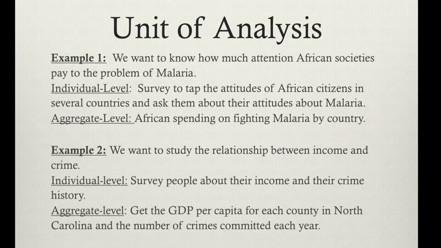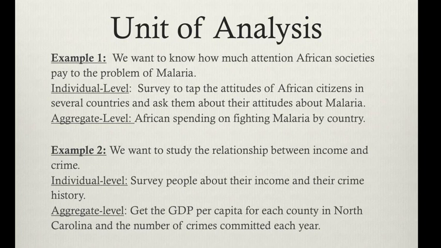So for example, let's compare the same question tested at the individual level and the aggregate level. We want to know how much attention African societies pay to the problem of malaria. At the individual level, we could survey individual citizens in several countries and ask them about their attitudes about malaria. At the aggregate level, we could compare different countries in Africa and their spending on the problem of malaria.